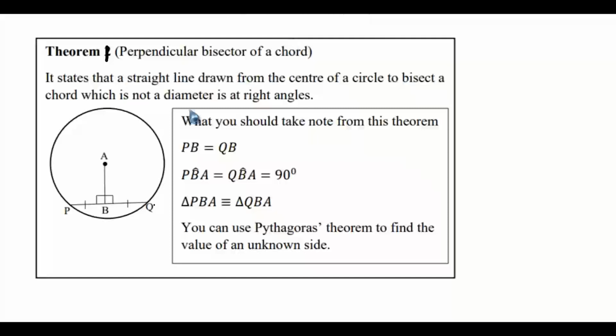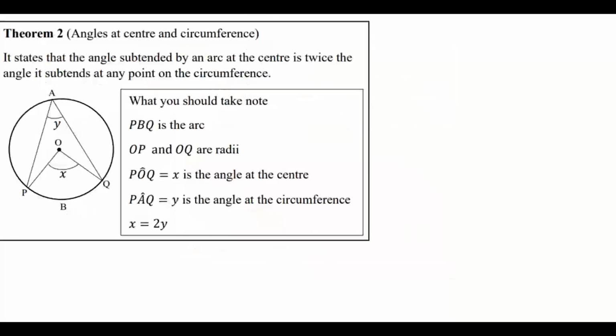Okay, so you may want to join this and this together like this. These right angles allow you to use Pythagoras theorem on any of the two triangles. So let's go to the second one.